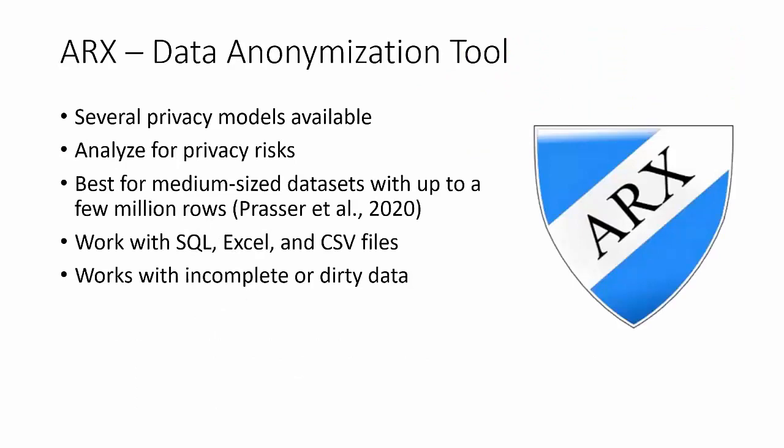The other one that I want to point to is ARX. This is actually a Java user interface. ARX can be used to assess re-identification and privacy risks. They have a model that allows you to do that. And it has several different de-identification models that you can choose from. This tool can be used on Excel or CSV files. So if you need something that works on more structured data, this might be a good one to look at. Again, there's a website with more help documentation, and the tool is available for download on GitHub.